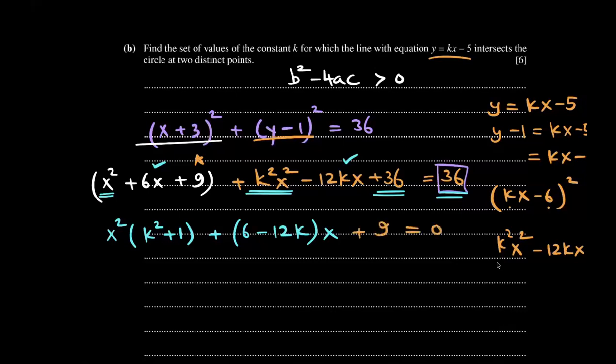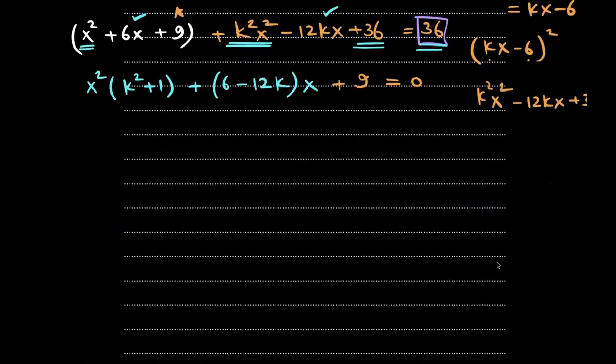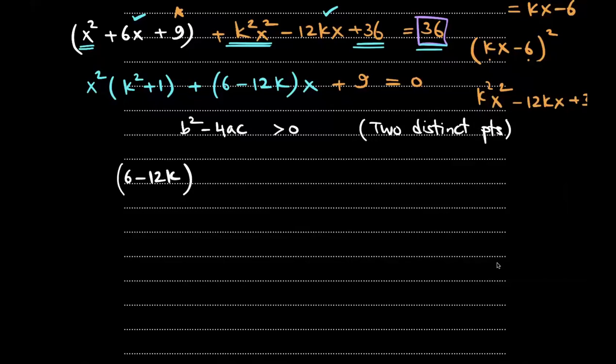So always it's a good idea to double check. The coefficient of x² is k² + 1. The coefficient of x term is 6 - 12k. The constant term is 9. And now let's apply the concept. The discriminant concept, b² - 4ac is greater than 0 because the intersection is at 2 distinct points. So therefore, (6 - 12k) whole square - 4 into (k² + 1) into 9 is greater than 0.